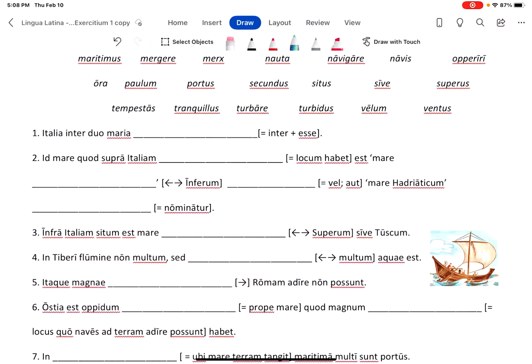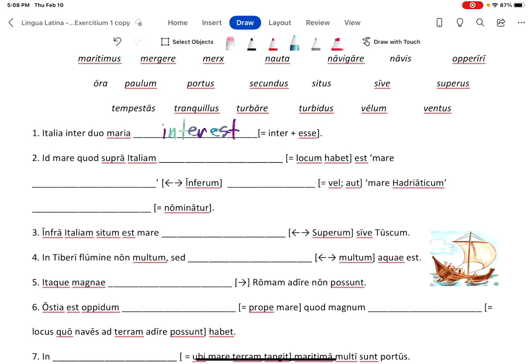Bene, salvete omnes. In this video, I'll be reviewing the new vocabulary for the first lectio. Let's start with number 1. Italia inter duo Maria blank. And the verb we're looking for combines inter and esse, meaning to be between. And there's one Latin active verb that means to be between, which doesn't exist in English. The verb is inter est. Meaning Italy is between two seas.